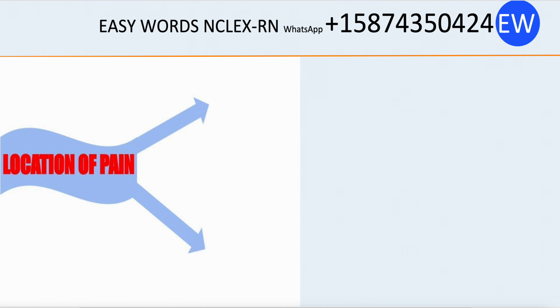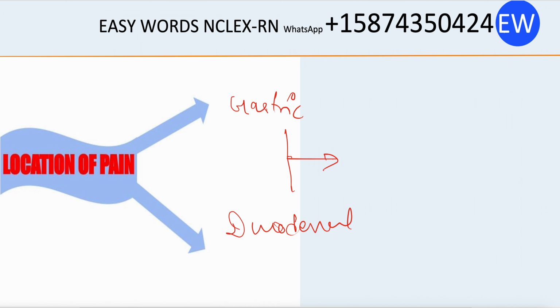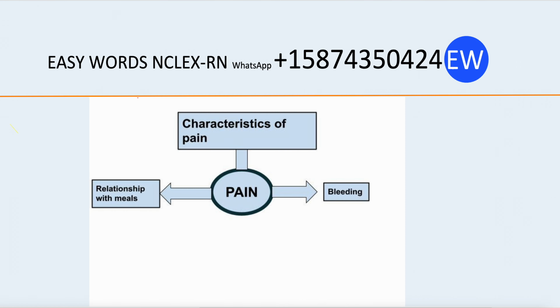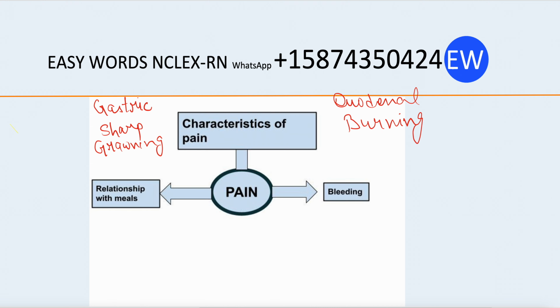Location of the pain. In gastric ulcer and in duodenal ulcer, pain occurs in the mid-epigastric region. In gastric ulcers, the client experiences sharp and gnawing pain, while in duodenal ulcers, the client experiences burning pain.